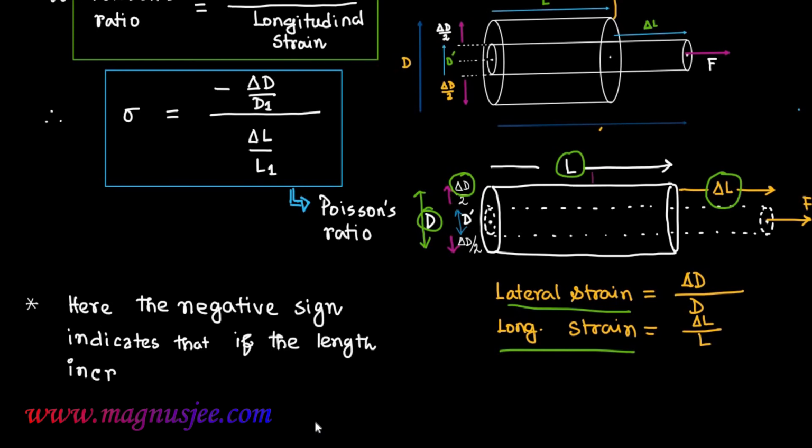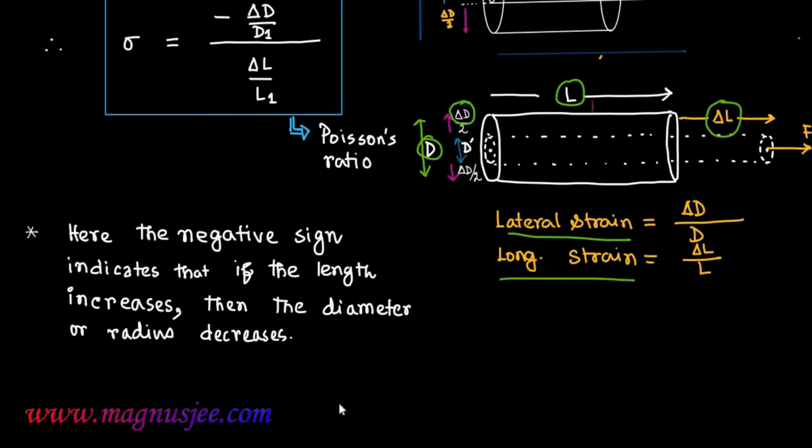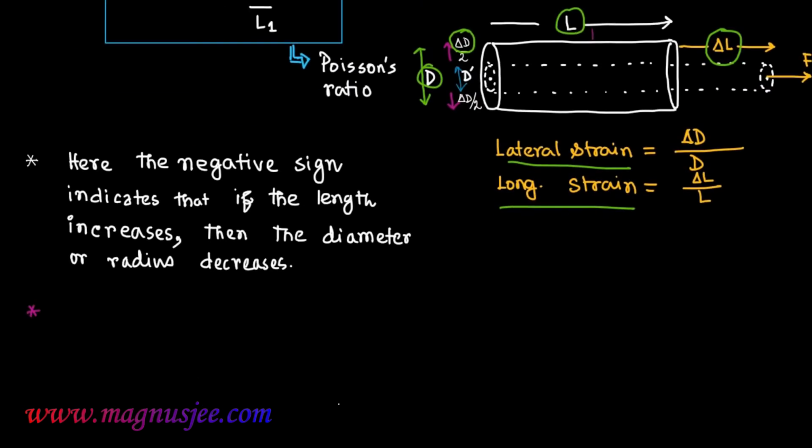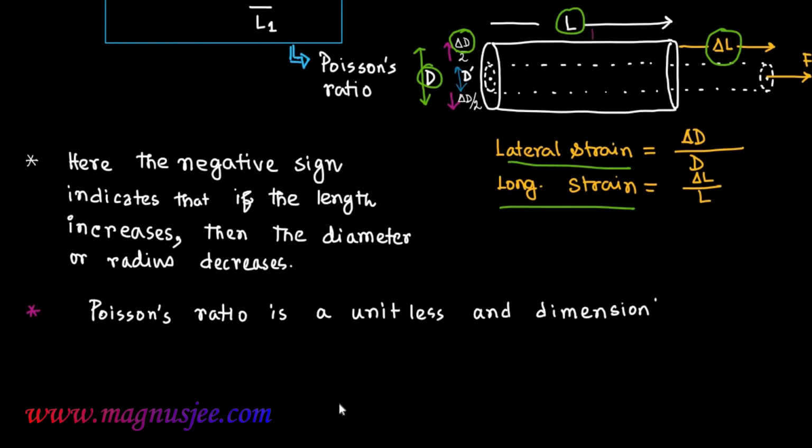If the length of the wire increases, then the diameter or radius of the wire decreases. Negative sign indicates that if length increases, then diameter or radius decreases. And also Poisson's ratio is unitless and dimensionless quantity.